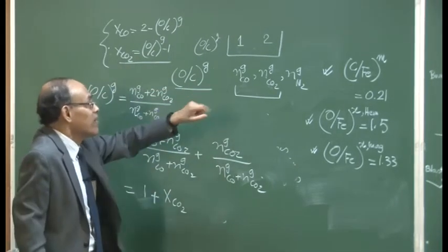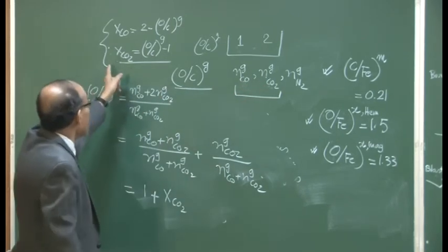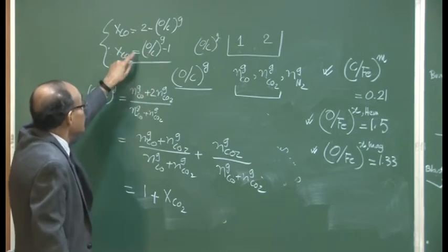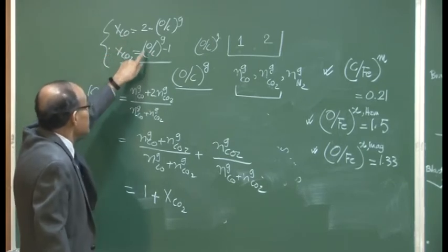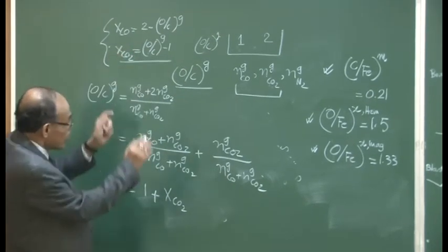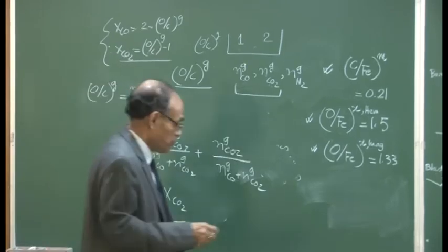Once you have calculated the moles of CO2 from the material balance, this is how you calculate the top gas composition, as well as the mole fractions and the O by C ratio in the top gas. So, this is the formulation, or the conversion formulae, that one would conventionally apply.